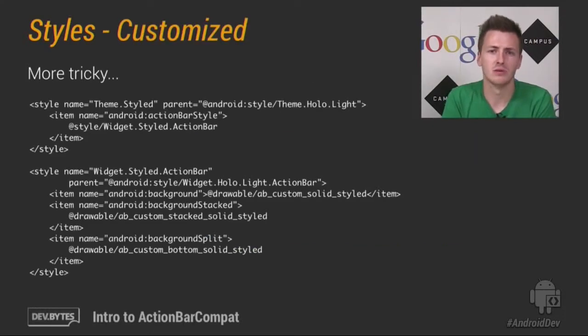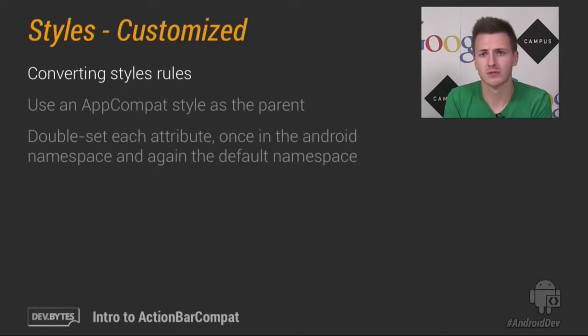But most applications don't use this, and they don't use themes directly. They have customized themes. So here we have a small example with a theme called Theme.Styled, which has a parent of Theme.Holo.Light, which has a custom ActionBar theme. And that style is referenced below. Now, for ActionBarCompat, we've had to import a lot of attributes into ActionBarCompat, which you have to then use. So there are 2 rules you need to think about. The first is that your style must always have an ActionBarCompat parent. And secondly, you must always double set each attribute, once in the Android namespace, then again in the default namespace.